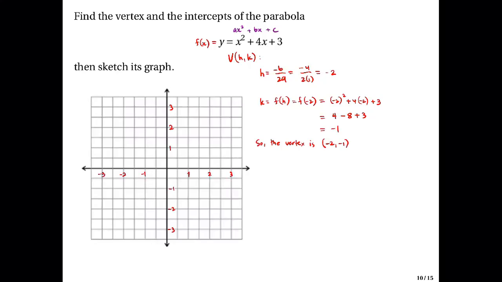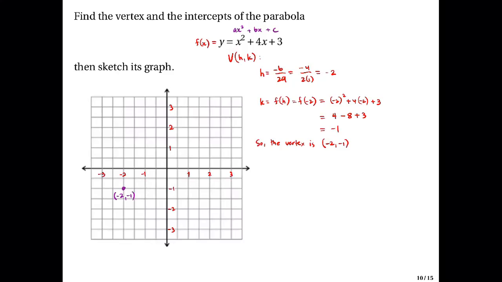So we want the vertex, which is negative 2 comma negative 1. So x equals negative 2, y equals negative 1. So this is where the vertex is. In here, the coefficient of x squared is just 1. It's positive, so the graph of the parabola will be opening upwards. Let me put the label of the vertex at this part. So it is at negative 2 comma negative 1. Okay?